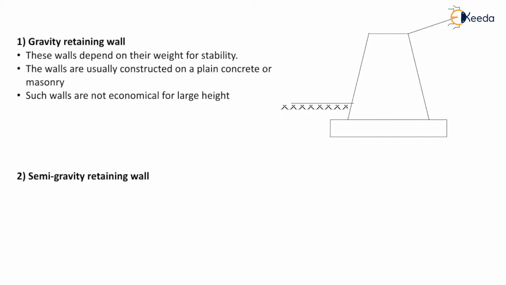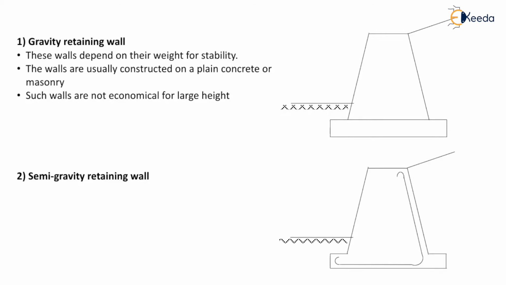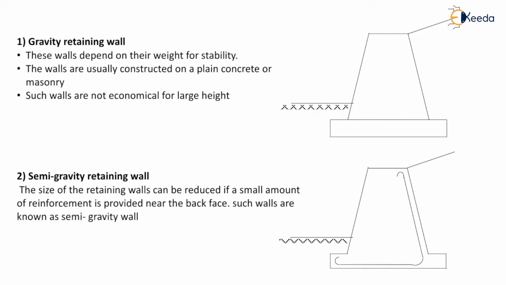Now the second retaining wall is semi-gravity retaining wall. So here we can see a semi-gravity retaining wall. The size of the retaining wall can be reduced if a small amount of reinforcement is provided near the back face. Such walls are known as semi-gravity retaining walls.